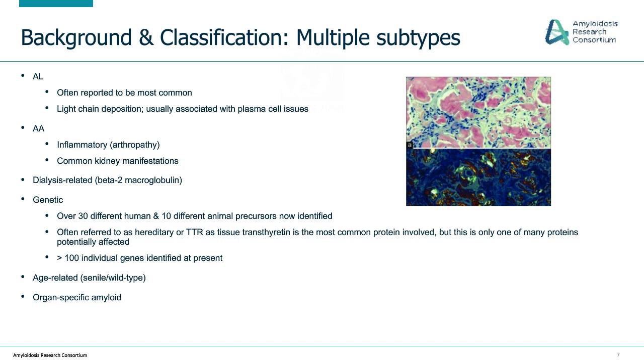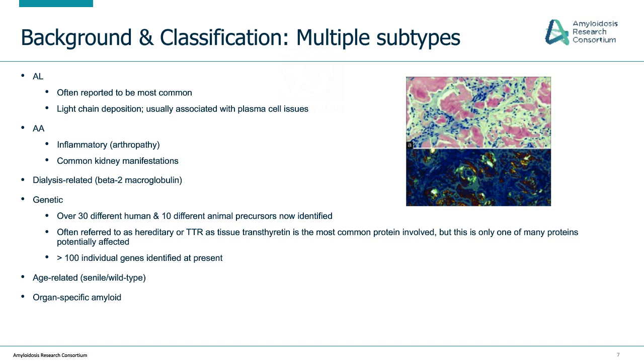These are often referred to as TTR because the most common protein that's involved is tissue transthyretin, which is what TTR is short for. But it's important to know that that's not the only protein that's involved. And at present, there's been at least 30 different precursors which have been seen in people, and at least 10 different ones seen so far in animals. And this is from a number of different genes, and each gene has its own different profile. At present, there's been greater than 100 genes which have been seen.